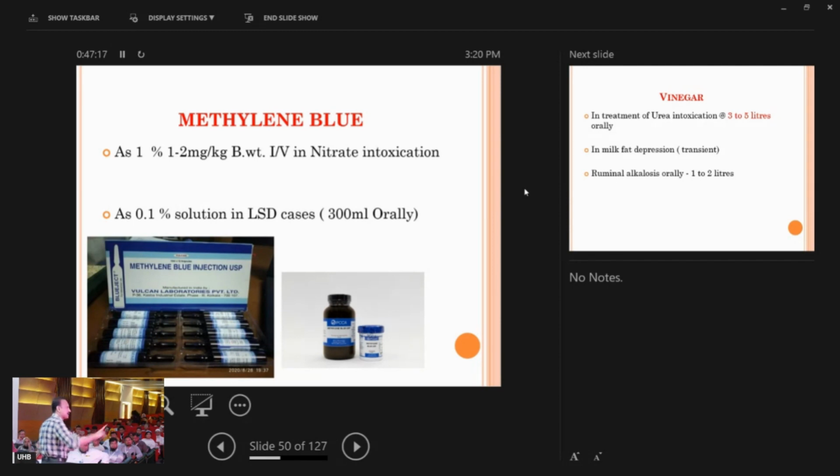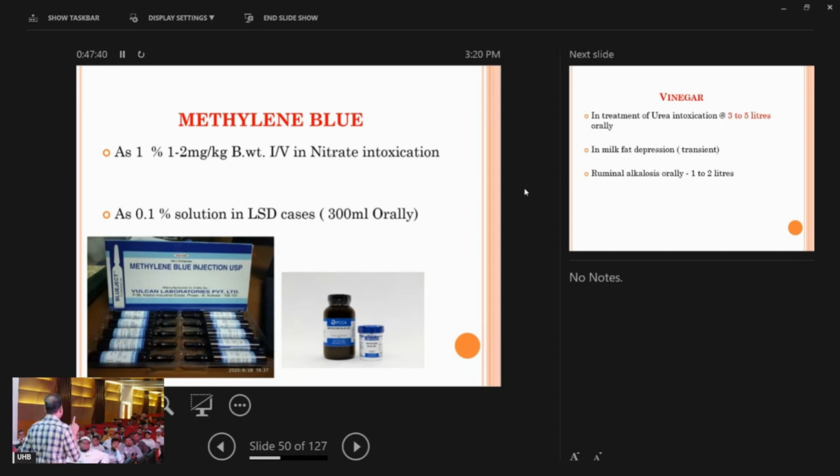In such cases, you will go for methylene blue IV. You have to use a 1% solution. That is the secret. You should not just take the methylene blue and put it in normal saline, you won't reverse it. What is 1%? 1 gram in 100 ml. The dose is 1 to 2 milligram per kg body weight. With the 1% solution, within a few seconds the animal will become normal.